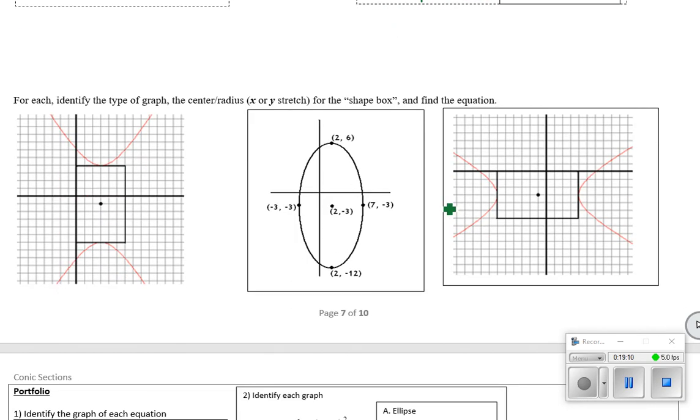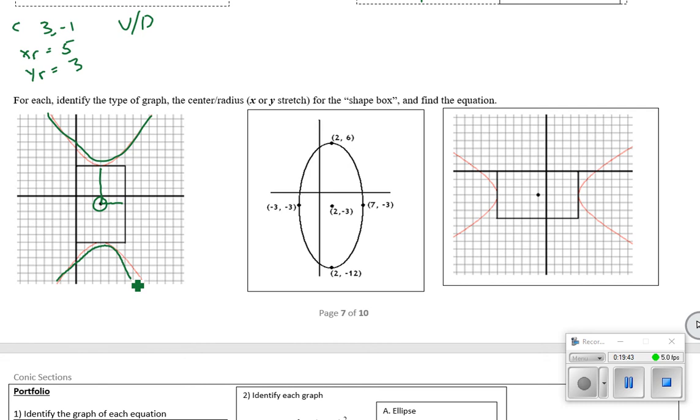All right, now this is a little more complicated. My center right here is positive 3, negative 1. The stretch in the x direction, if you count those steps, I'm going to call it the x radius, it's not really a radius, is 5. And the stretch in the y direction is, if you count those steps, 3. And it opens up and down. It's a hyperbola, opens up and down.